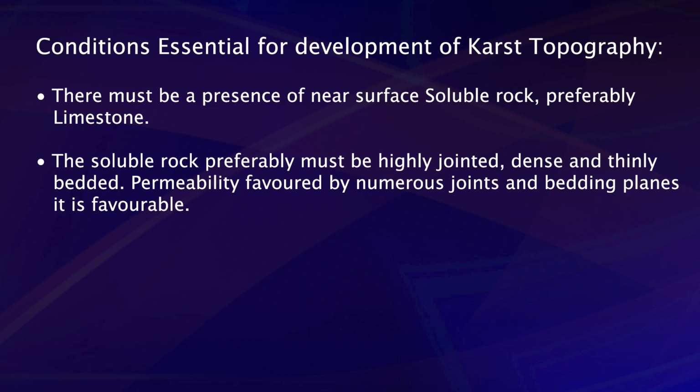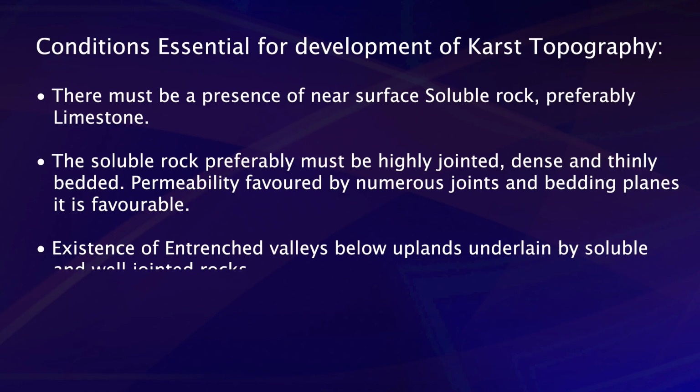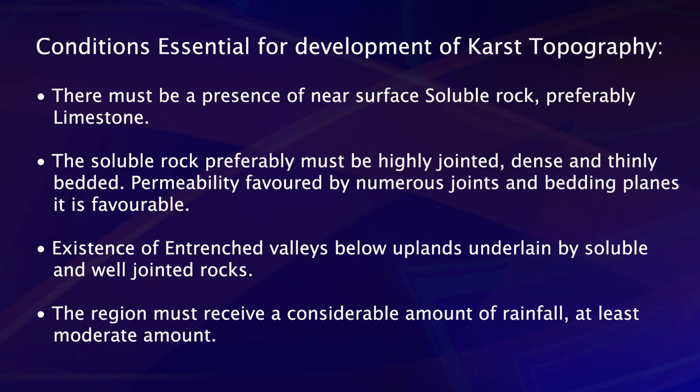Permeability is favoured by numerous joints and bedding planes. It is favourable. Thirdly, existence of entrenched valleys below uplands underlain by soluble and well jointed rocks. The region must receive a considerable amount of rainfall, at least a moderate amount.